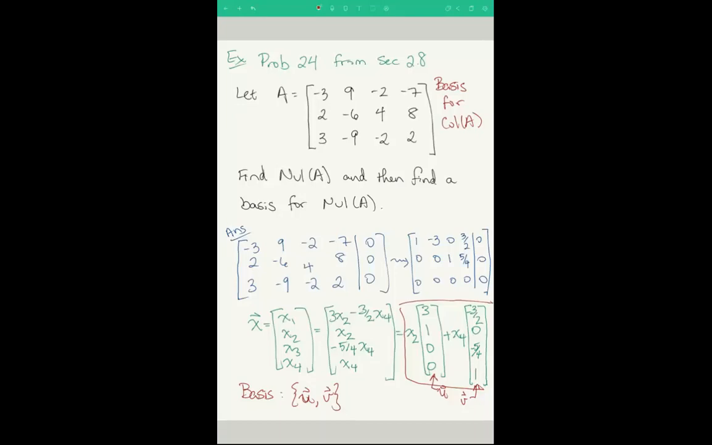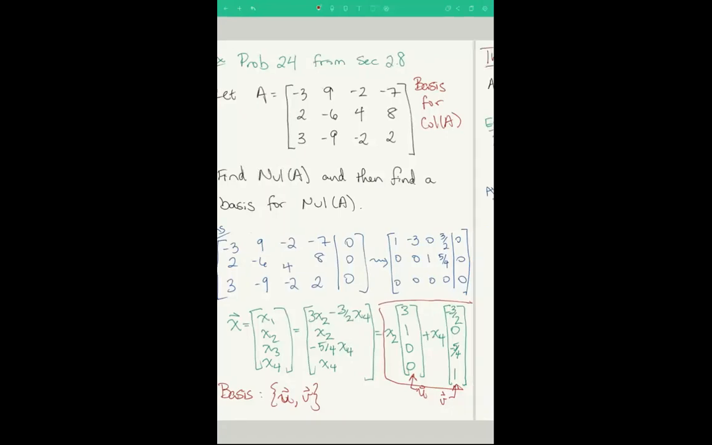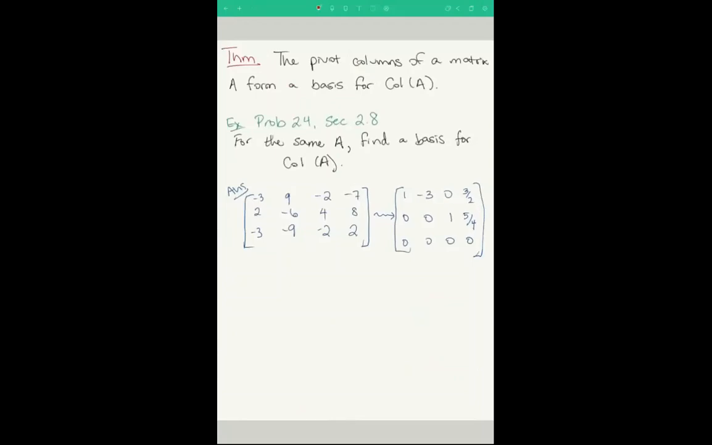Well, how do we decide? The columns that can be written as linear combinations of the other ones, we can think of as associated with free variables. So we should keep the ones that are not associated with free variables. In other words, the ones that have pivots. And this leads us to our theorem. So if you didn't follow any of that, tune back into the theorem. The theorem is that the pivot columns of a matrix form our basis for the column space of A.